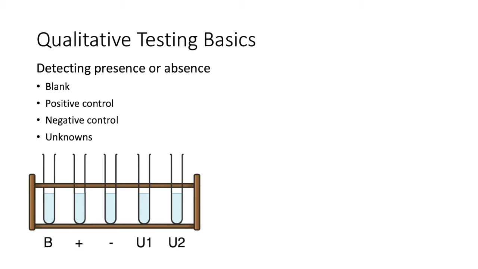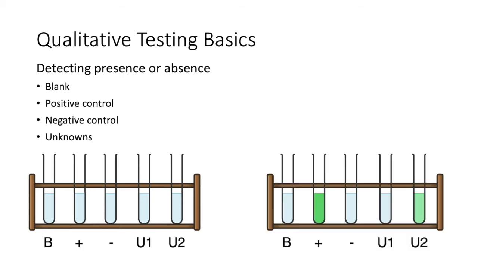And now we'll talk about how to interpret the results of a qualitative test. In this example, we had clear colorless solutions for our blank, positive, negative, and both of our unknown samples. After running the test, some of the solutions have changed color. Our blank has not changed color, and this is pretty much what you would expect. A blank should get no result. There should be 0 change from the blank because it contains no chemicals that should give a positive result.